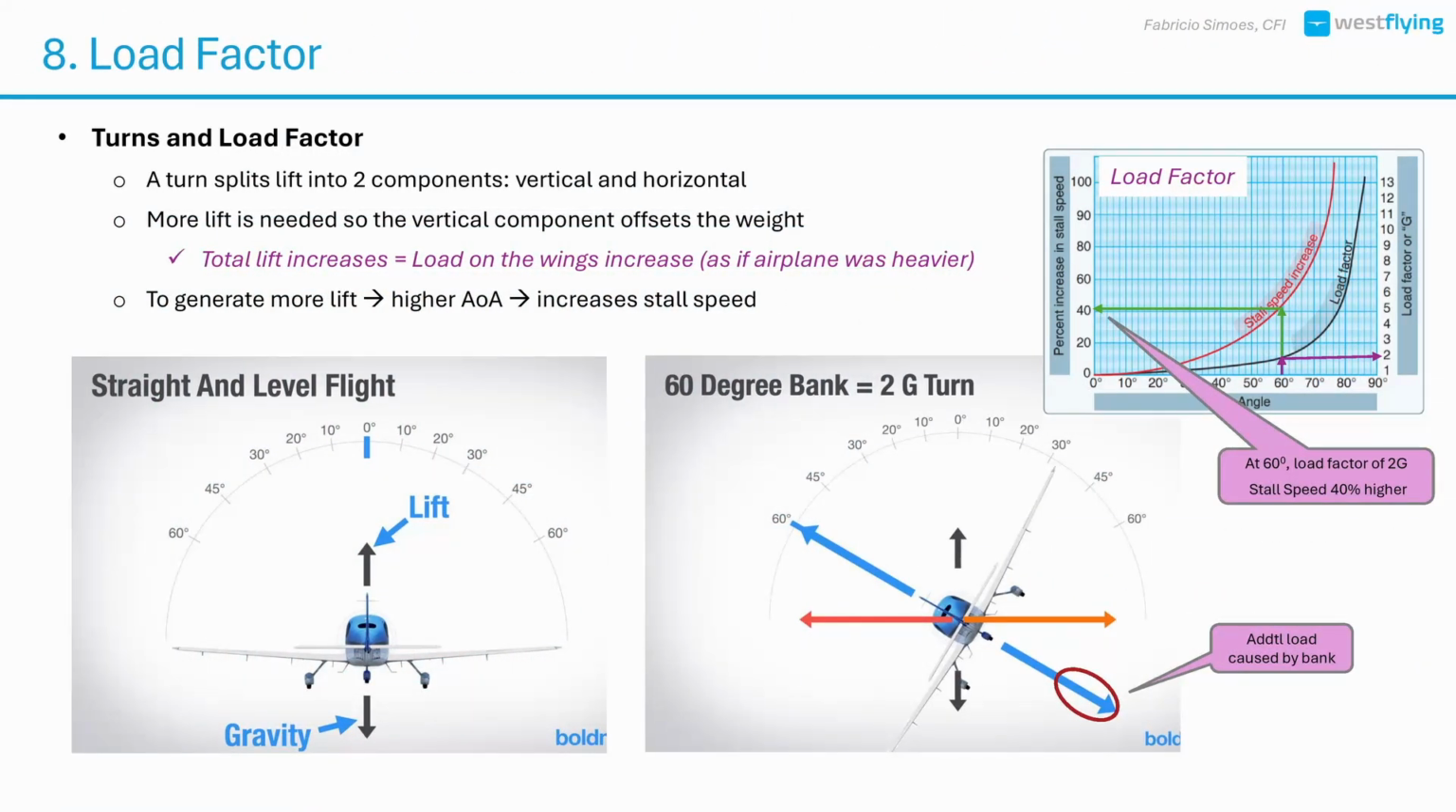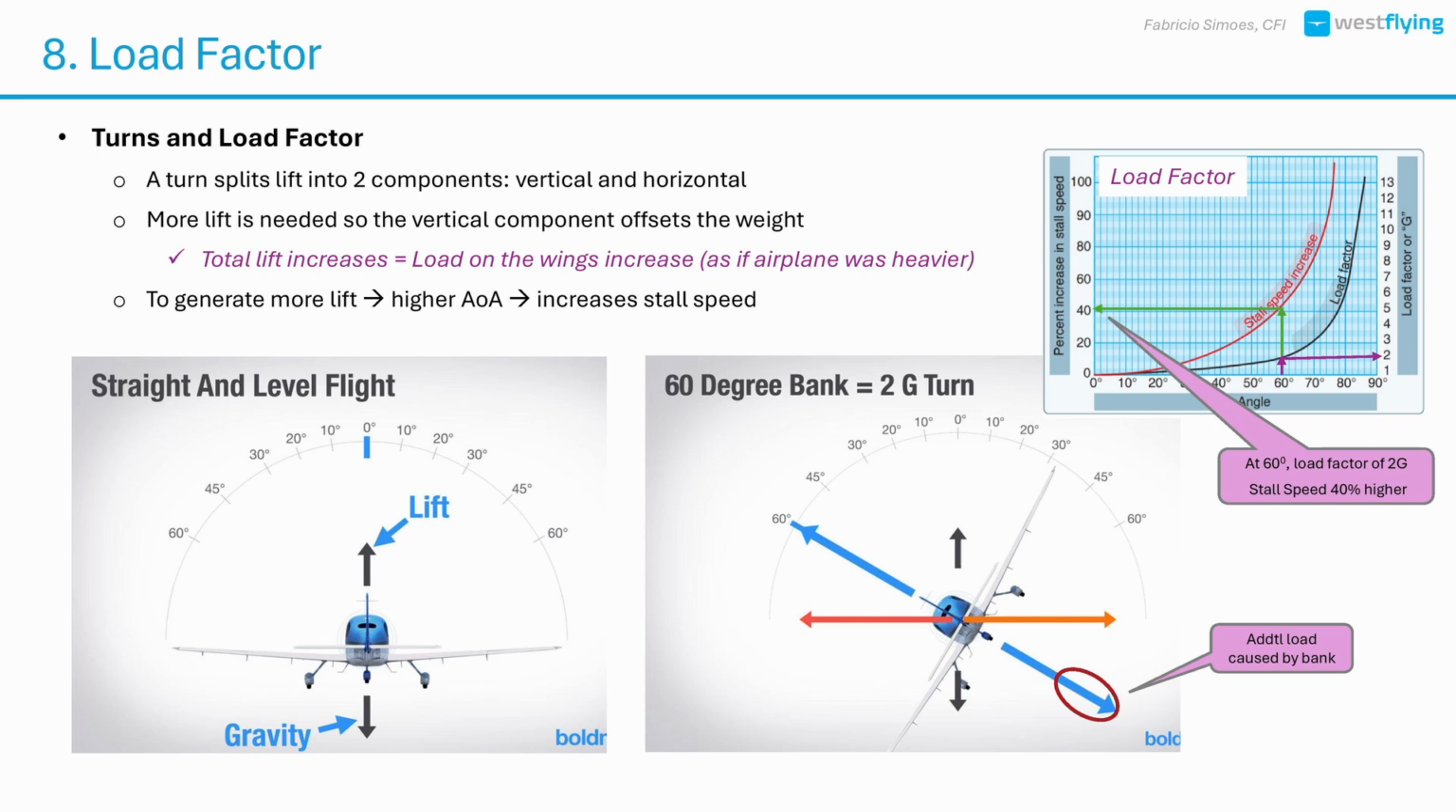So how exactly does load factor increase in a turn? In straight and level flight, lift equals weight. But when you bank the aircraft, lift is split into two components: a vertical component that opposes gravity and a horizontal component that turns the aircraft. To maintain altitude, the vertical component must still equal the aircraft's weight. That means total lift must increase, which translates into increasing the angle of attack. And that's where load factor comes in.